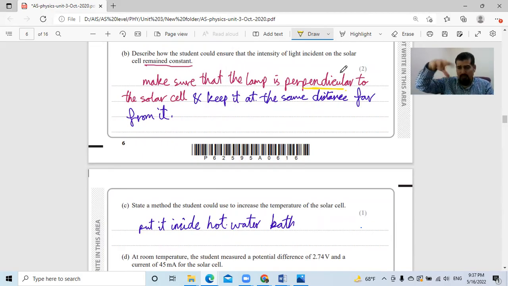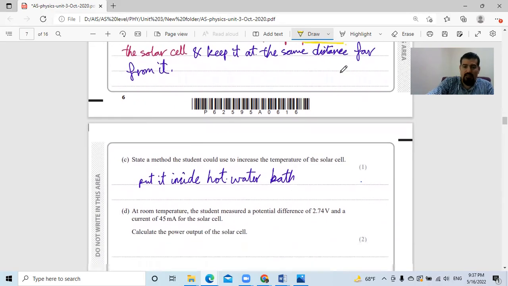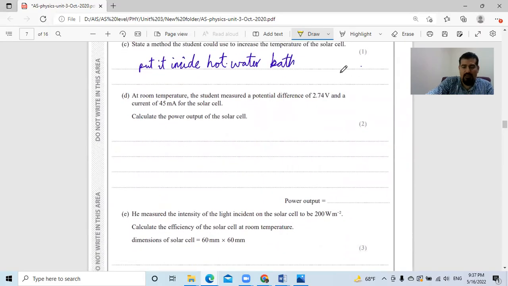So if I put it perpendicular and keep the same distance, my experiment is accurate, and I try to make the control variable, which is the light intensity, remain the same. Did I answer your question? Okay, you are welcome.